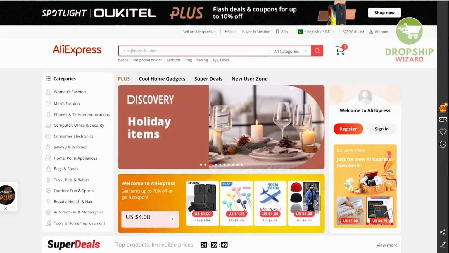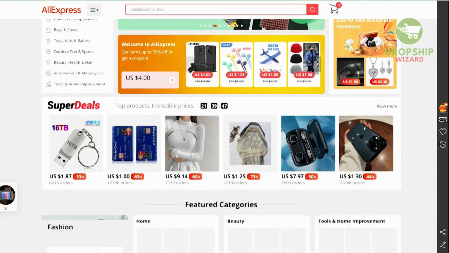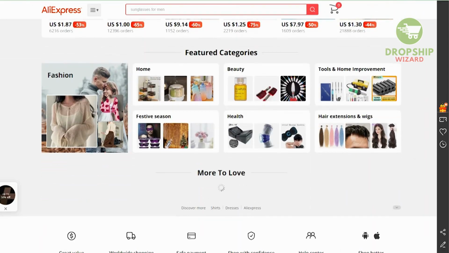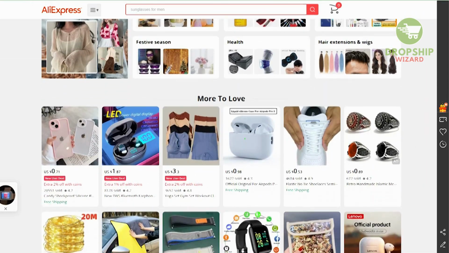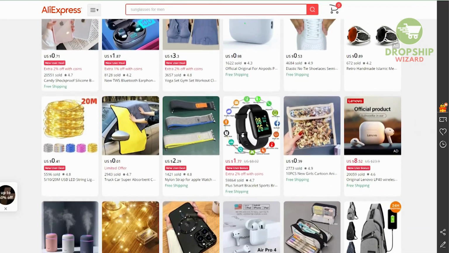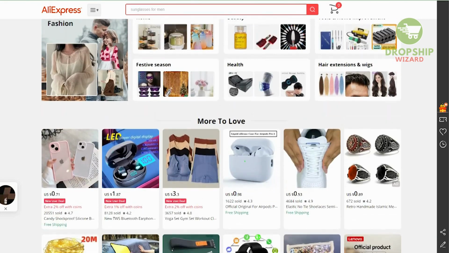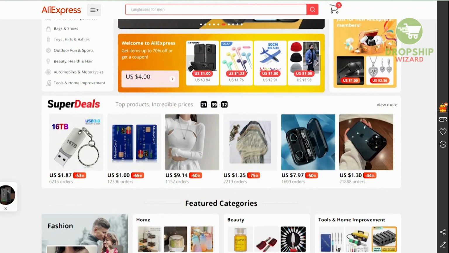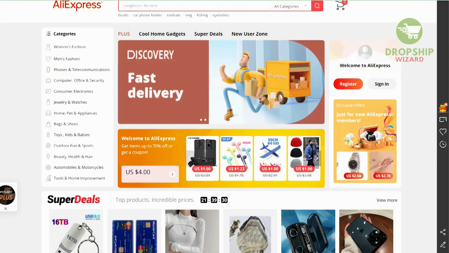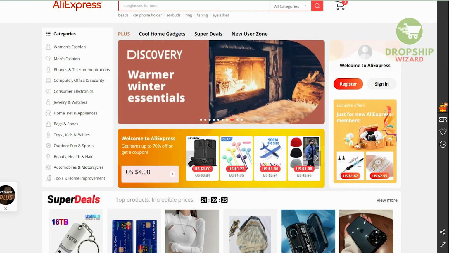You scroll down, and once you scroll down, you'll be able to see super deals. You'll be able to see featured categories and more. You'll be able to look at different products that are available at a bargain price. And that is one of the things I feel is very unique with AliExpress, because you get products at a very discounted price. You get products directly from the source. And obviously, once you get products that are so cheap, you can always increase the price and have a brilliant price margin to sell it on.